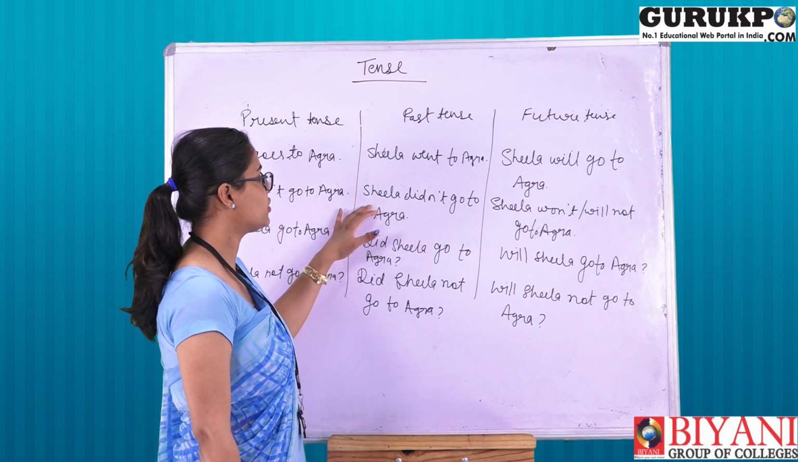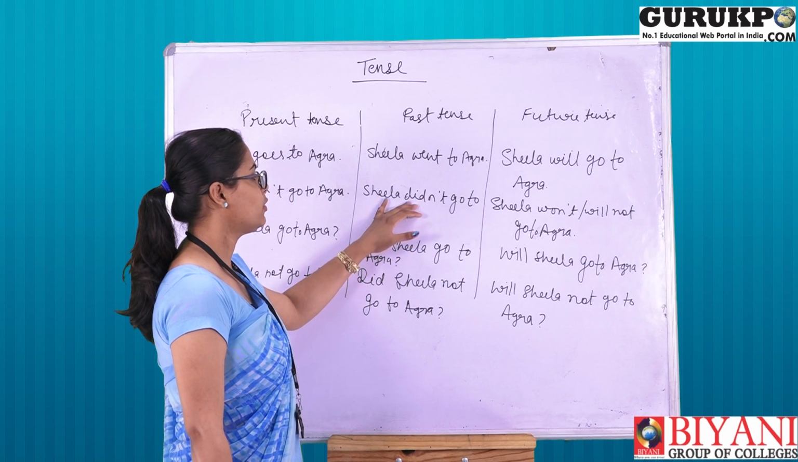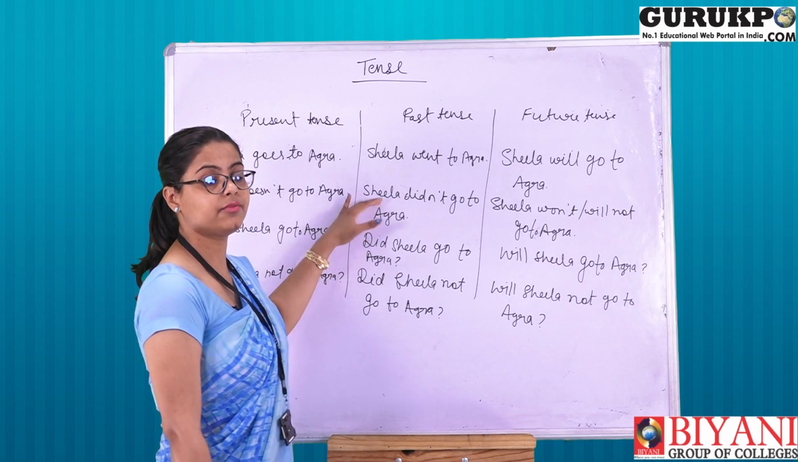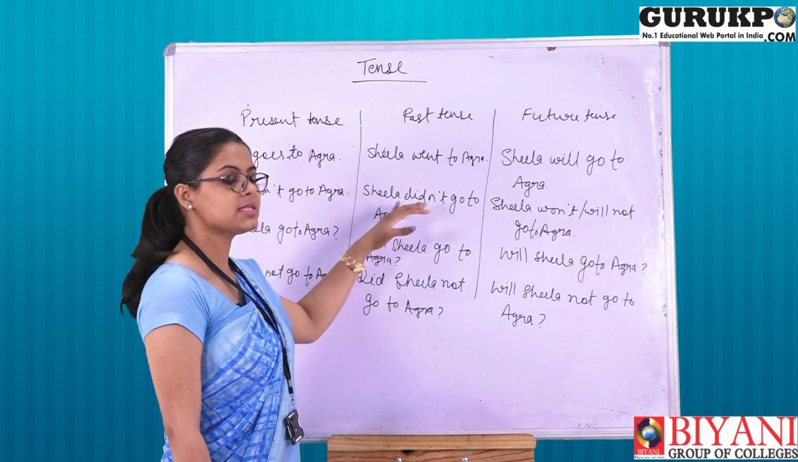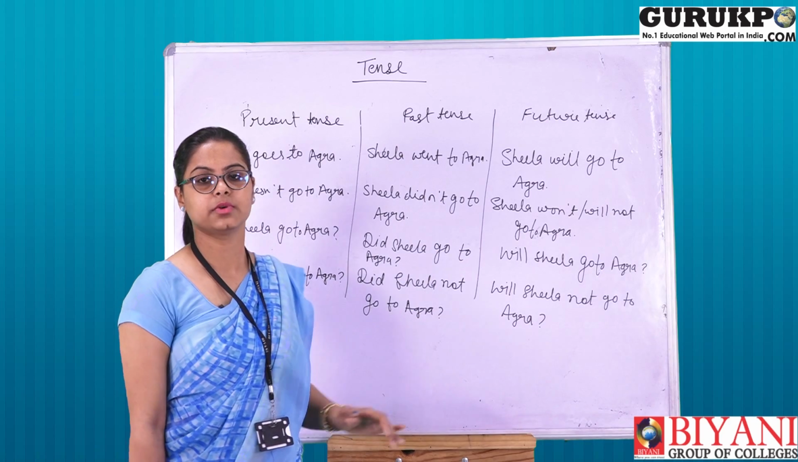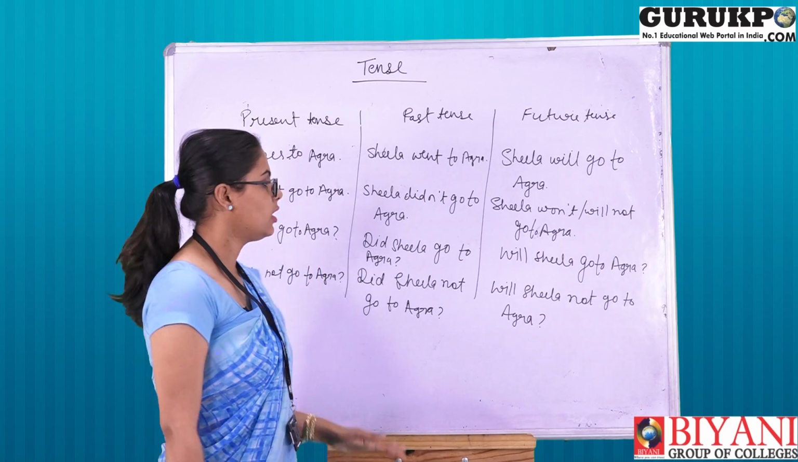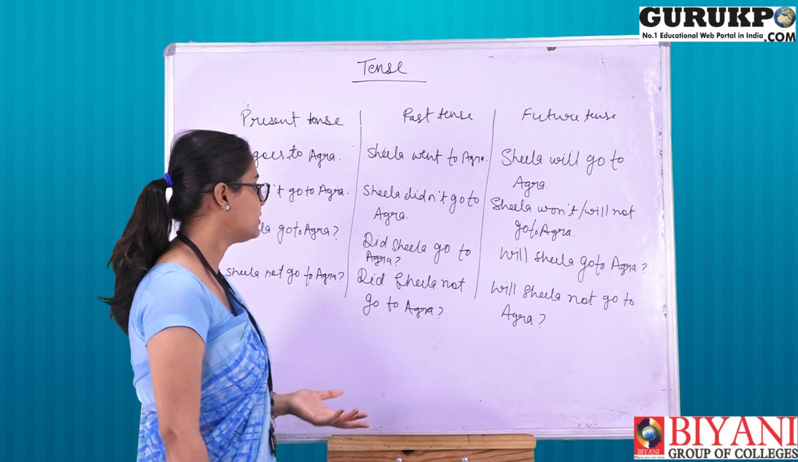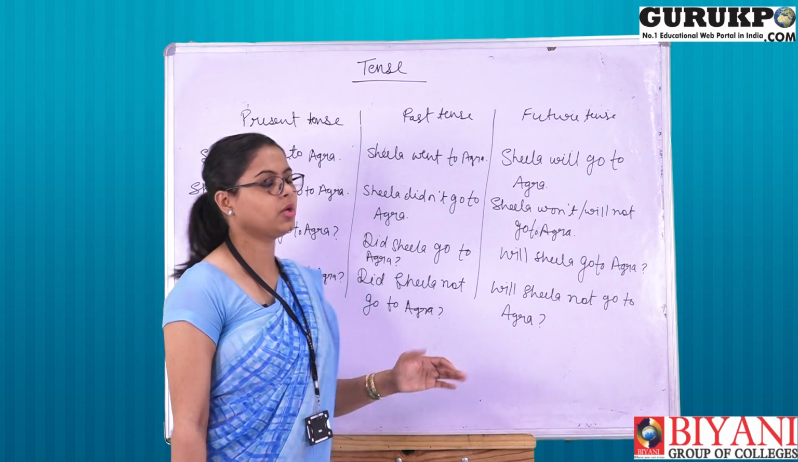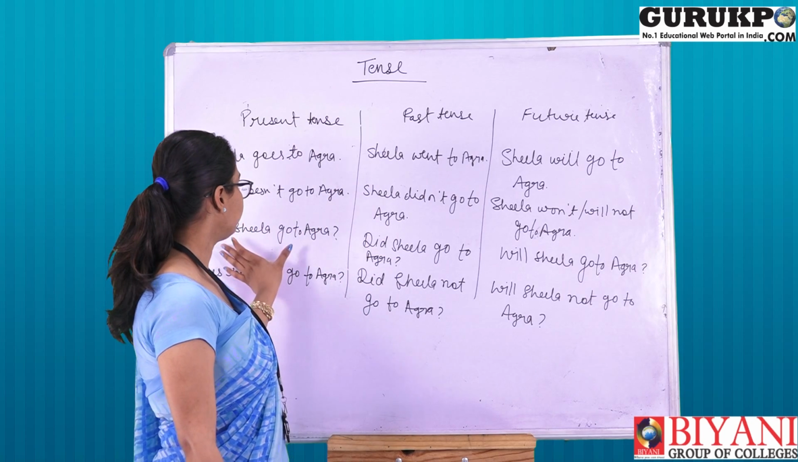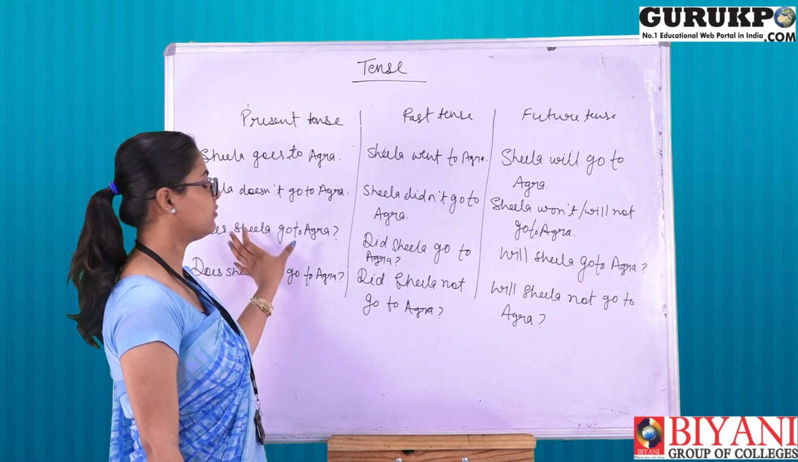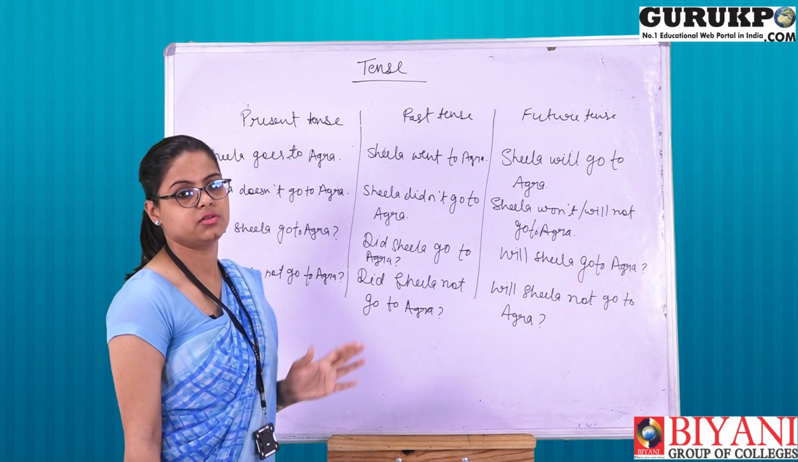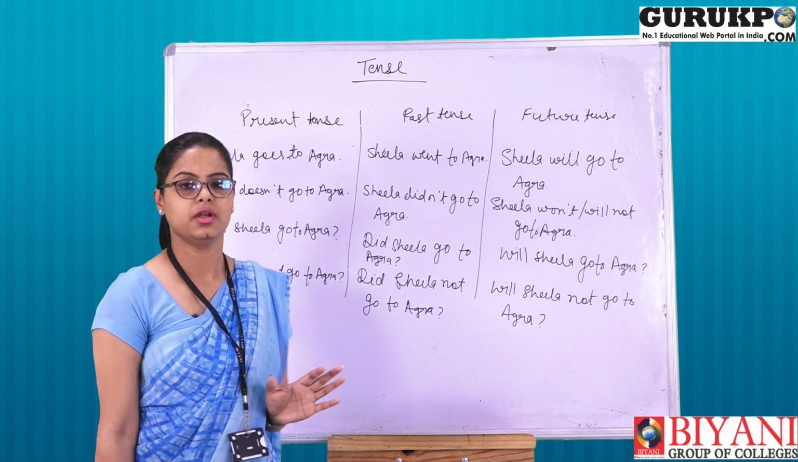So here the sentence is "Sheila didn't go to Agra." Sheila did not go to Agra. The formula would be like subject plus did plus not plus verb's first form plus object. Next, if we are converting it into a question, how can we say? "Did Sheila go to Agra?" In the formula which we applied here, only did will be changed at the place of do or does.